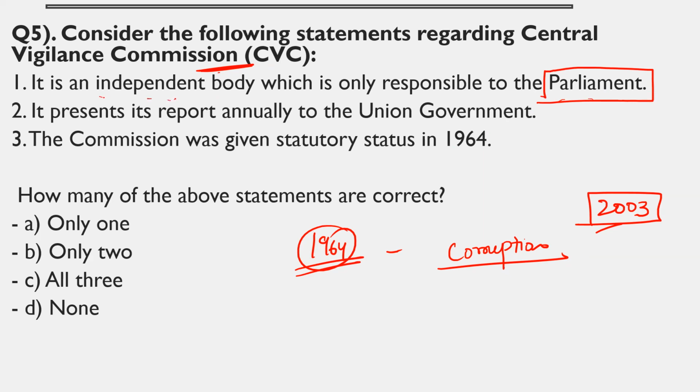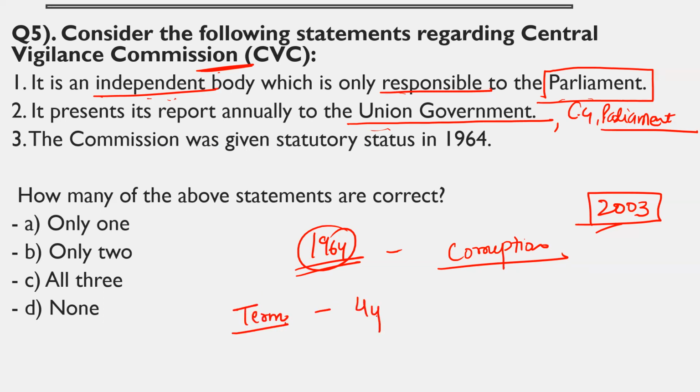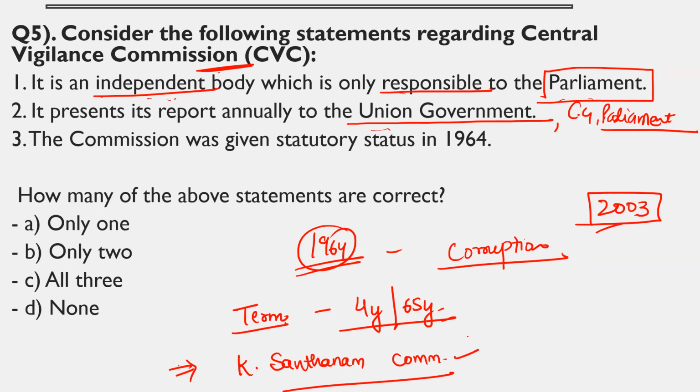It is an independent body, correct? Only responsible to Parliament, and it presents an annual report to Parliament, or you can say the union government. All is correct. The headquarters is located in Delhi, the main seat, right? Appointed by the President, and the term to which they are appointed is 4 years or 65 years of age. Upon which committee's recommendation was it given? The committee recommendation was the K. Santhanam committee. The Santhanam committee gave the recommendation for the formation of the CVC, right?